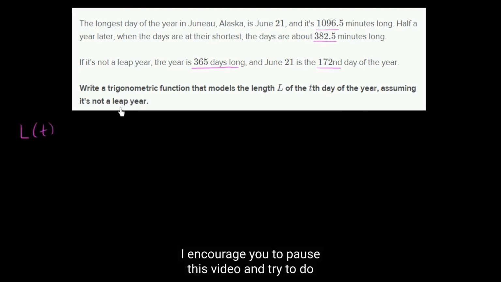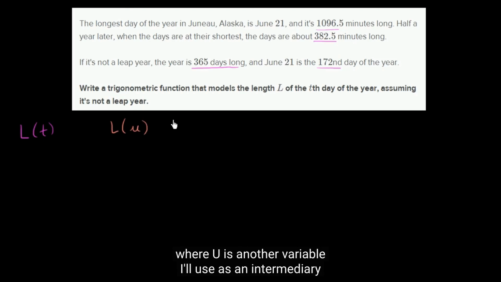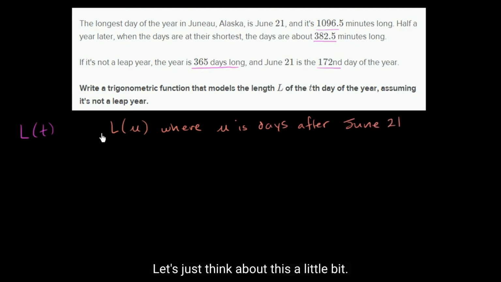So I encourage you to pause this video and try to do this on your own before I work through it. So let me give it a go. Instead of first starting with L of t, I'm going to start with L as a function of u, where u is another variable. I'll use this as an intermediary variable that will help set it up in a simpler way, where u is days after June 21st.